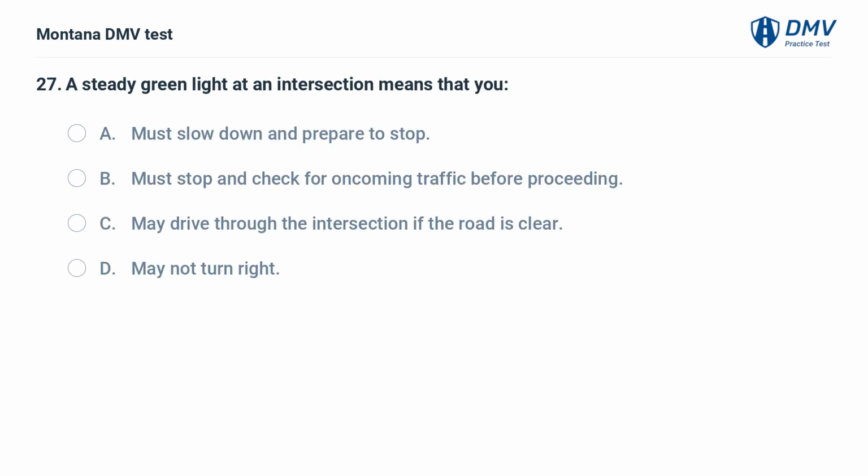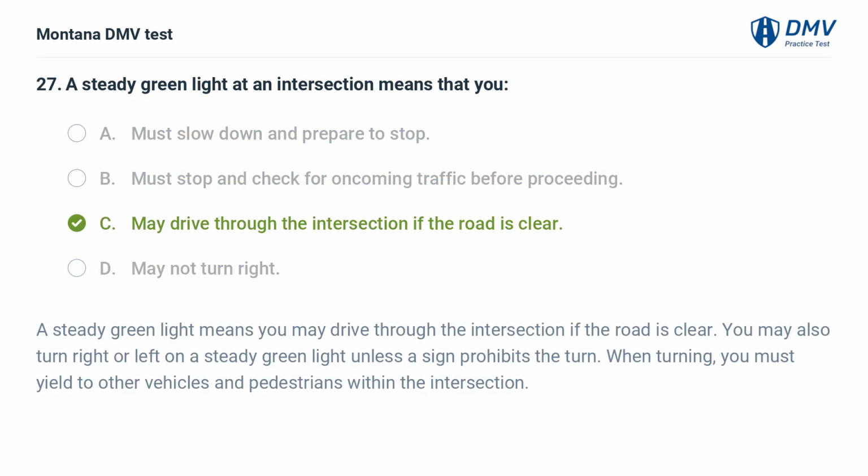A steady green light at an intersection means that you: A. Must slow down and prepare to stop. B. Must stop and check for oncoming traffic before proceeding. C. May drive through the intersection if the road is clear. D. May not turn right.